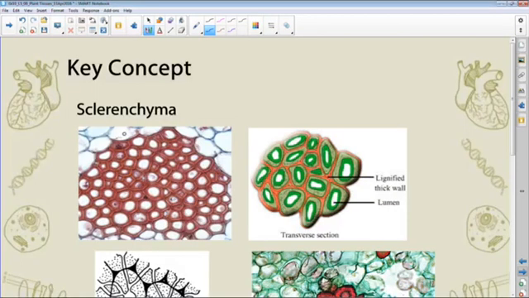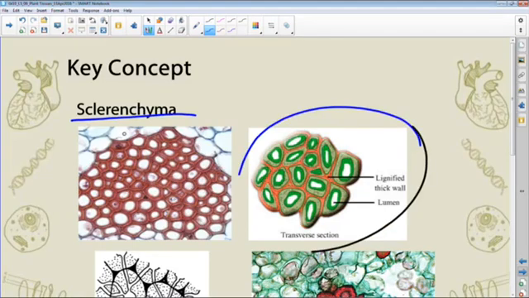Now, sclerenchyma cells, these are cool. If I just have a look at this part here, look how thick these walls are. They are very, very, very thick. And they're there for a specific function. What actually happens with these cells? These guys are dead. They're normal cells.